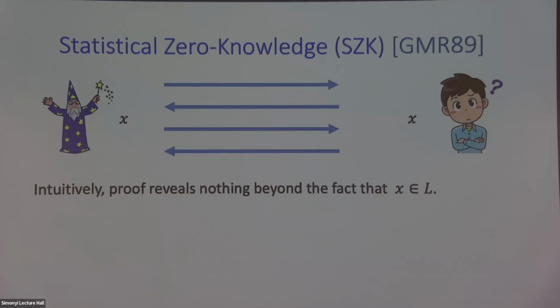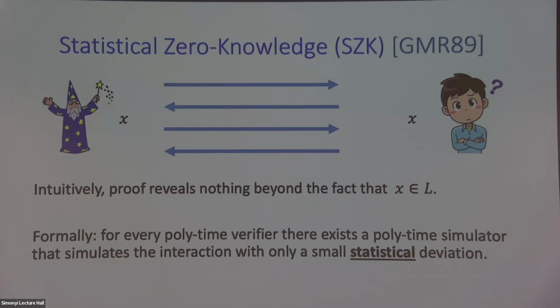So what is a statistical zero knowledge proof? It's a proof that reveals nothing beyond the fact that the statement is correct. And formally, it means that for any verifier strategy, there is a simulator that outputs a similar interaction with only some small statistical deviation. The exact details are not super important for us, but it's a strong statistical notion.